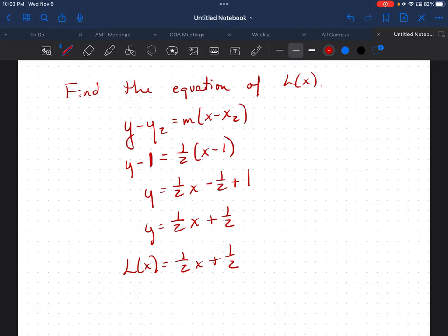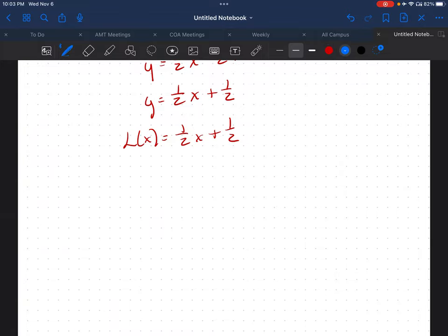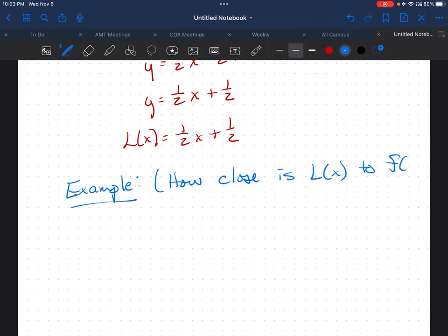Now, again, we're not going to do these error estimates, but I want to look a little bit at the error. Maybe I want to think about how close L of x is to my actual f of x. So I'm thinking of these two functions. They behave similarly and have similar y values near 1, but probably not far away from 1, right?